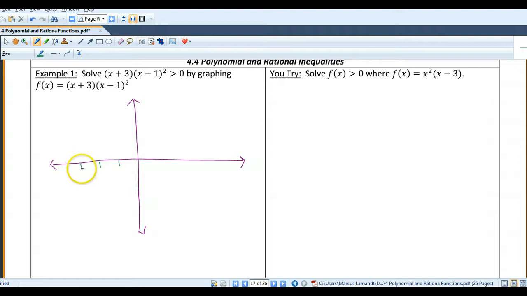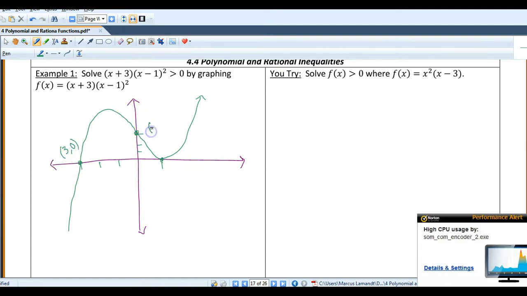1, 2, 3 has an intercept here. It goes something like this. This is 1, and this is 3. Okay, so I'll just label these points so there's no confusion. This is negative 3, 0. This is 0, 3, and this is 1, 0.